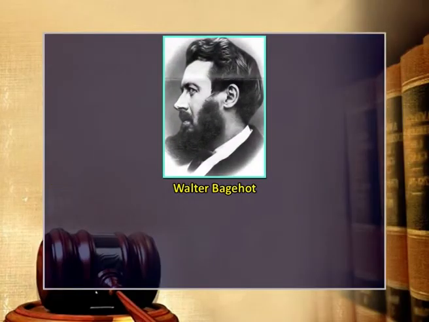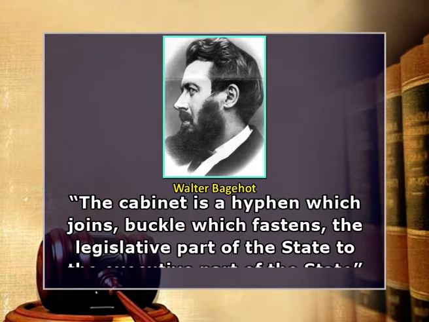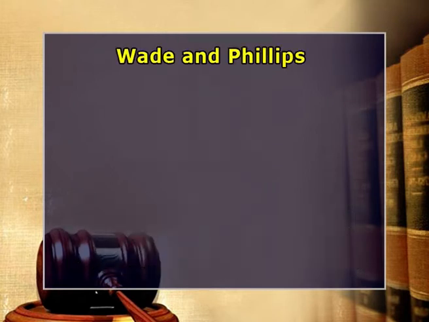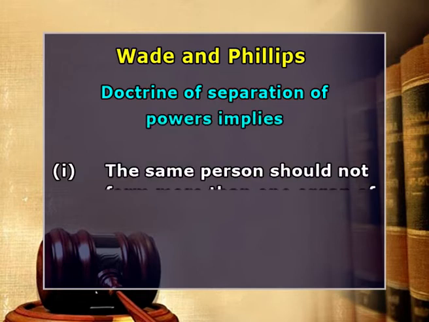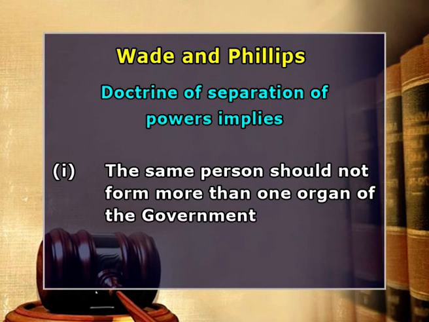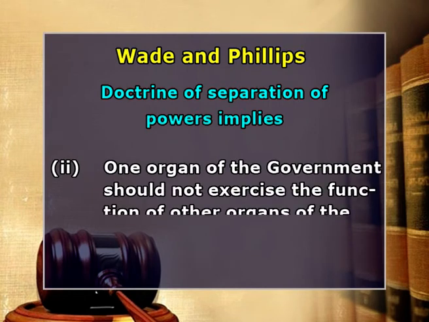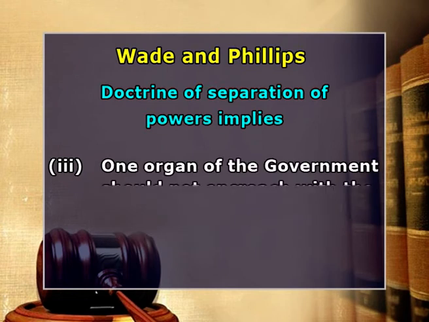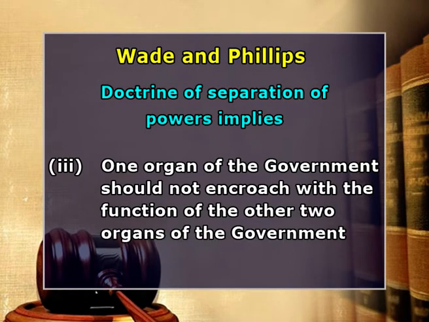The renowned constitutional writer Bagehot observed, "The cabinet is a hyphen which joins, a buckle which fastens the legislative part of the state to the executive part of the state." According to Wade and Phillips, the doctrine of separation of powers implies that the same person should not form more than one organ of the government. One organ of the government should not exercise the functions of other organs of the government. One organ of the government should not encroach on the functions of the other two organs of the government.